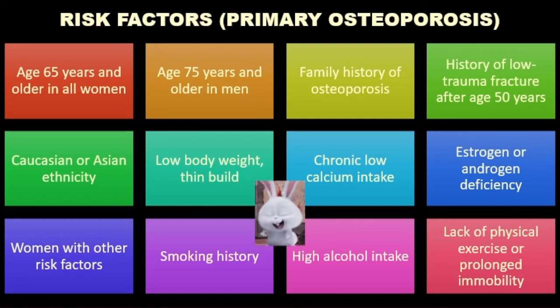So your smoking would decrease the vascularization going towards your bone. It also impairs the absorption of calcium. High alcohol intake could also impair the absorption of calcium. And then the lack of physical exercise or prolonged immobility. The lack of exercise and prolonged immobility would lead to demineralization of the bone also due to the increase of your osteoclastic activity, hence leading towards your primary osteoporosis.